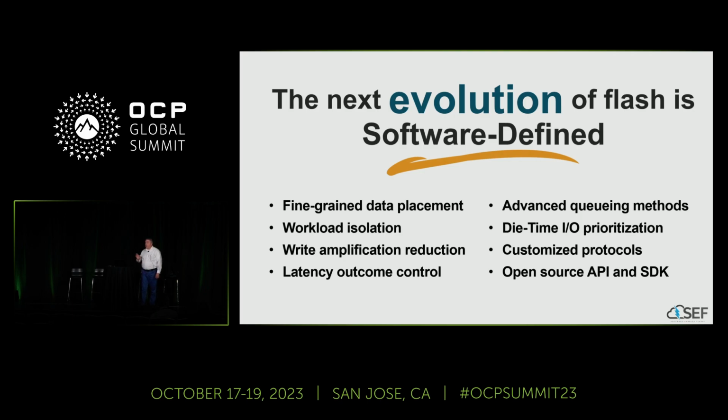How can we accomplish that? We can do this through advanced queuing methodologies under software control, define die time I/O prioritization as a policy or on a per command basis under software control, and allow you to completely rewrite the FTL and the software stack to customize the protocols to your requirements and your needs. All of this is available through an open source software API and a software development kit. Source code is included with the project. Of course, it's open source.